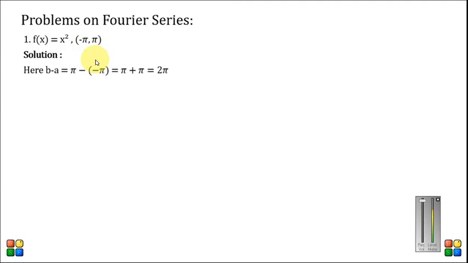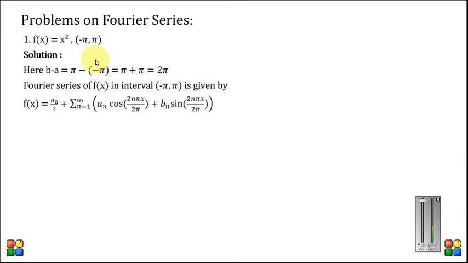So we will put this value of b minus a in the Fourier series. So the Fourier series of f(x) in the interval minus pi to pi is given by: in the previous slide, we wrote the Fourier series in the interval a to b, but here we are finding the Fourier series in the interval minus pi to pi.